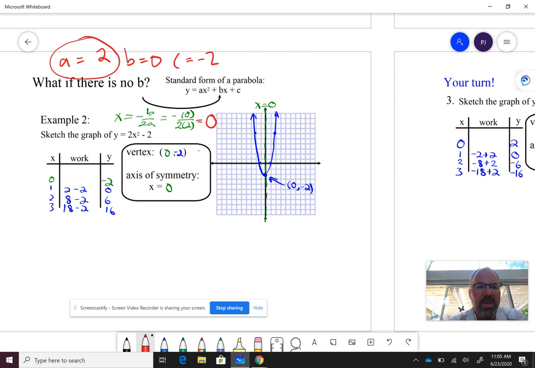Then we can figure out some other x values. Again, you just pick some x values that are above it. You can pick some x values that are below it if you'd like. But you don't need to find all 6 of these points. You find 3 of them, and then there's that reflection over the axis to find the rest of them. So again, think smarter, not harder.